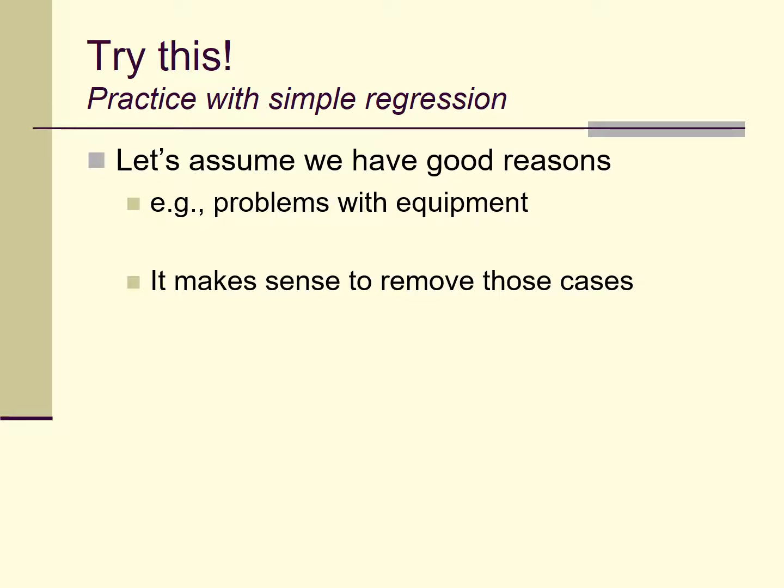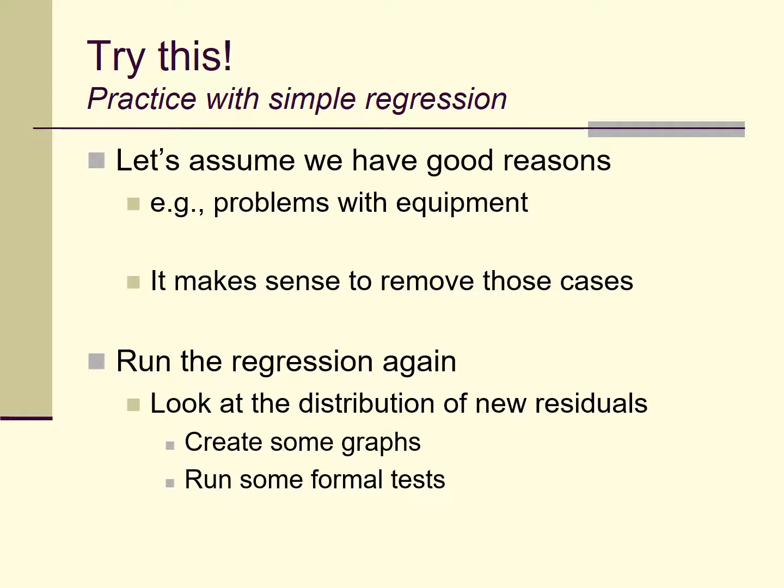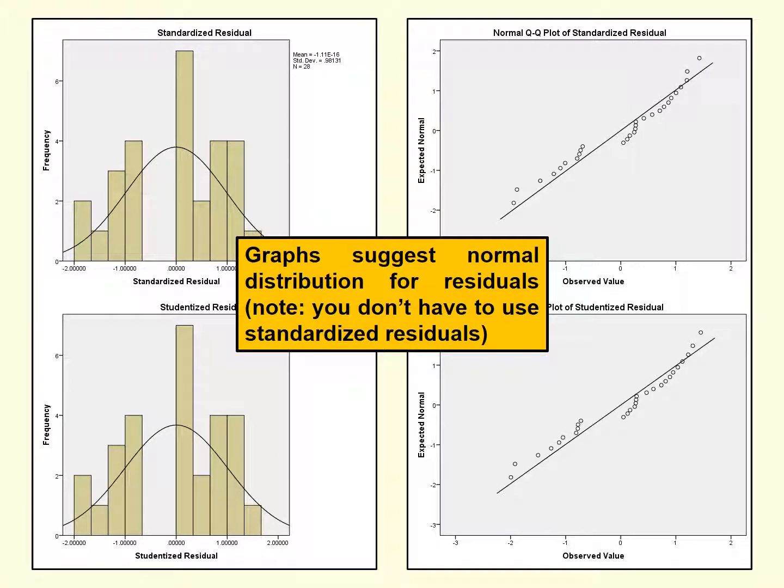And assuming you do, and this is obviously just a kind of fictitious example, run the regression again, look at the new distribution of residuals, create some graphs for that, run some formal tests. I've gone ahead and done this right now. If this was in class, we'd spend a little bit more time doing this together.